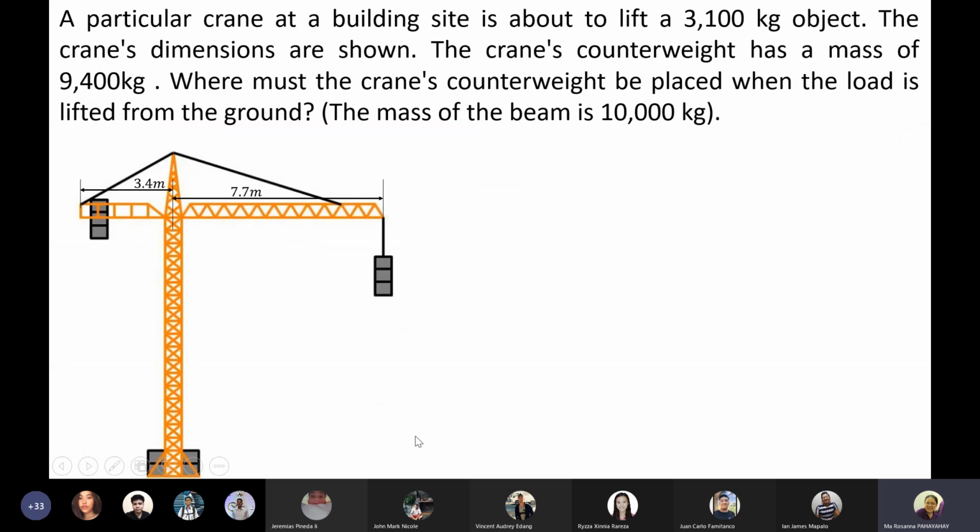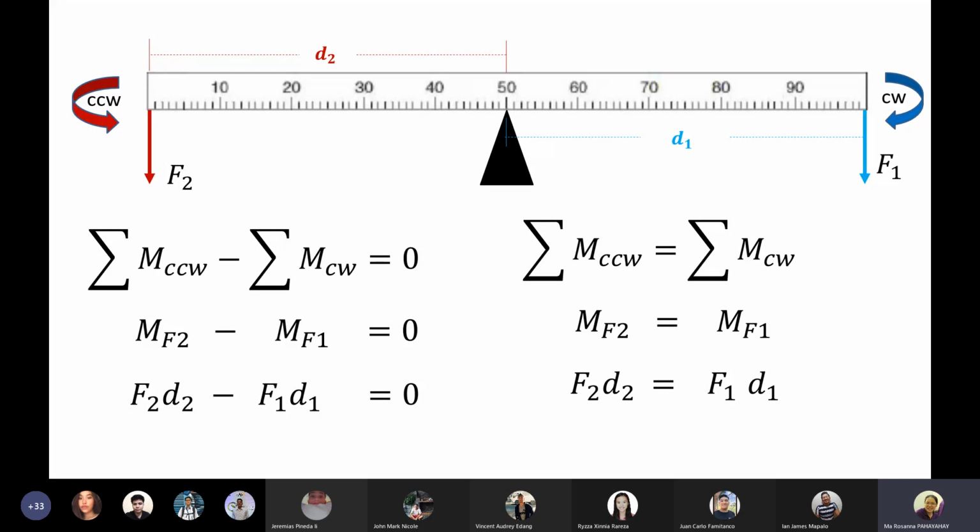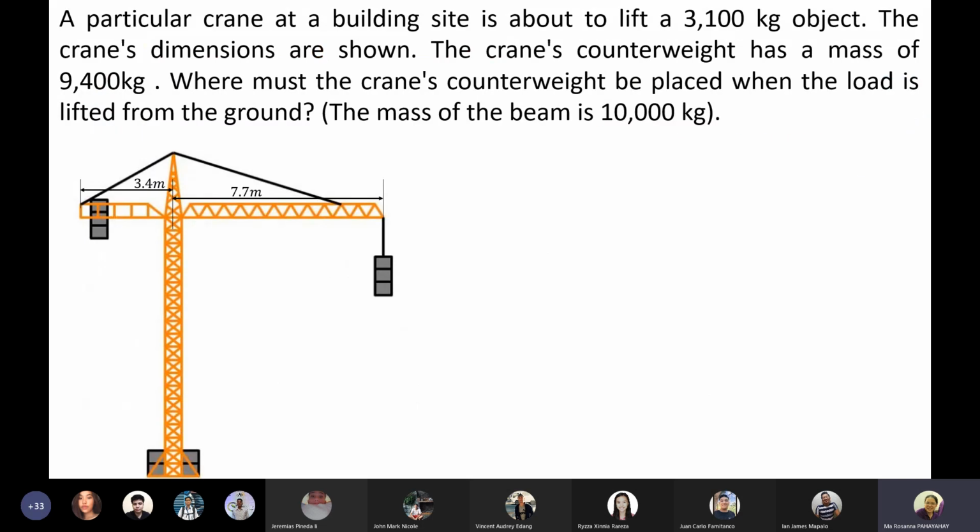Now, let's apply this in a problem. Actually, as I said in the previous video, I have many examples of this kind, the basic ones, using a meter stick and different forces. So hopefully you understand that. Okay, so let's apply this one. So this is for lecture.